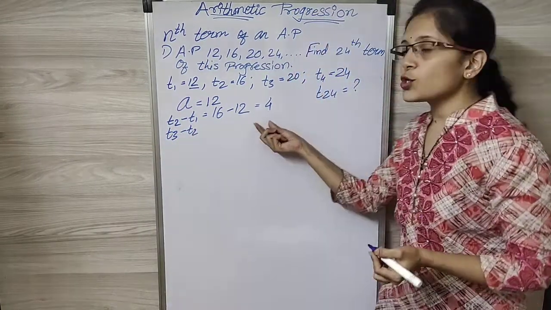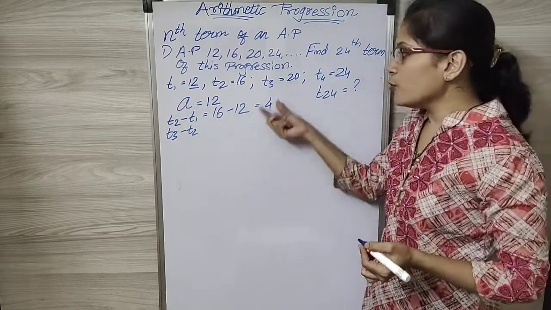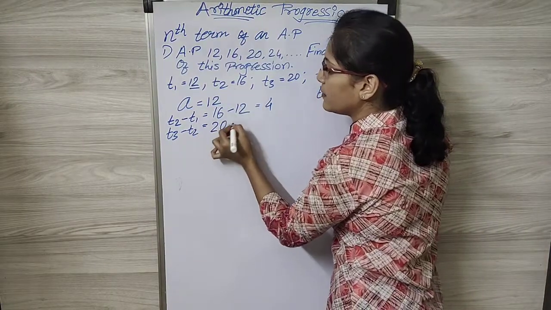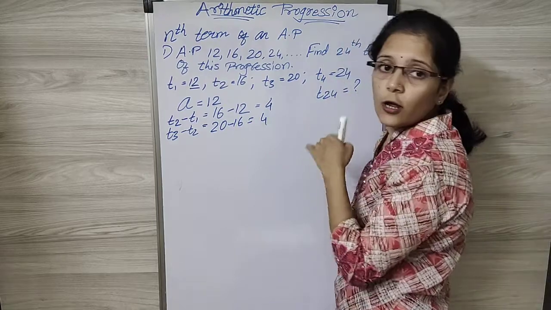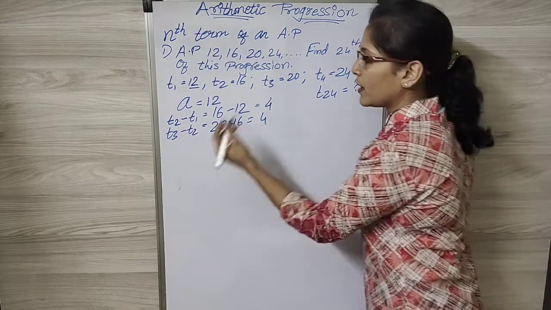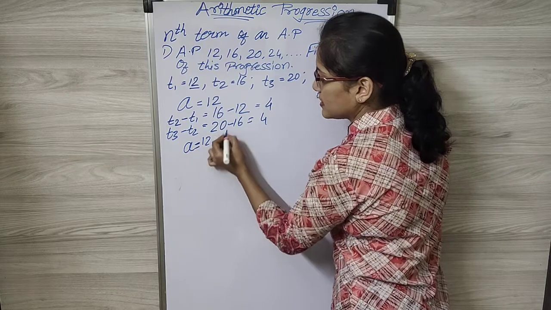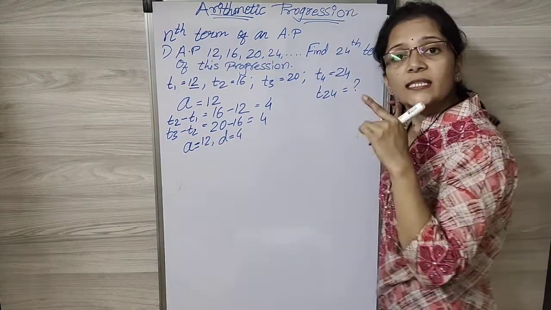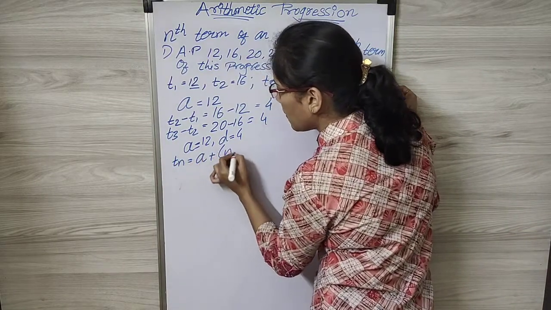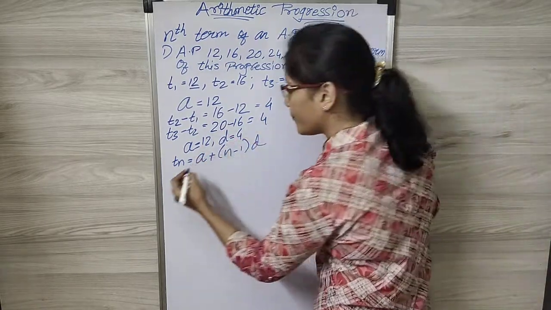I can't say that 4 is the common difference by only subtracting the first 2 terms. I have to verify it, right? So I am going to do T3 minus T2. That is 20 minus 16, which is equal to 4. Now I say that the constant difference is 4. Now I have A equal to 12 and D equal to 4. Now what is our formula? That is Tn is equal to A plus n minus 1 D. I have to find Tn, that is T24, right?